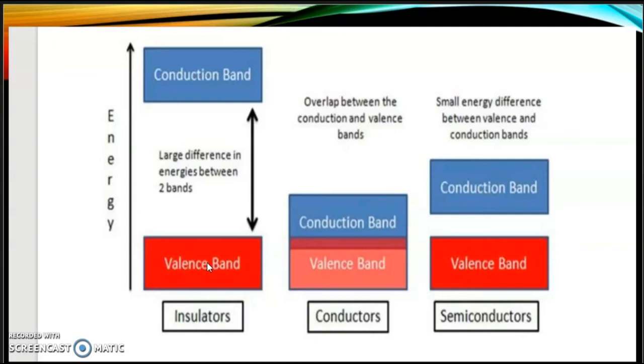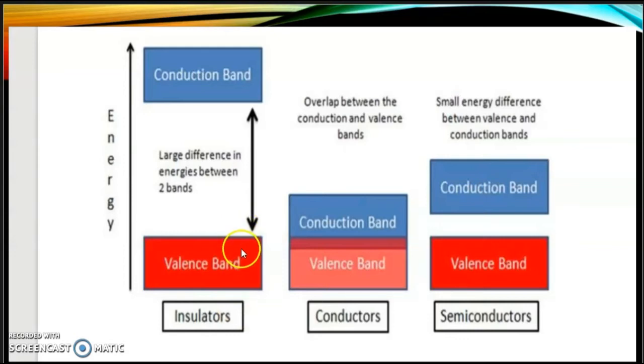From this diagram, what can we deduce from it? We can see for insulators, we are seeing a very big gap over here. What is written there? It's saying there is a large difference in energies between the two bands. So what do they mean by this? You see for insulators, they have a very big or large forbidden gap.